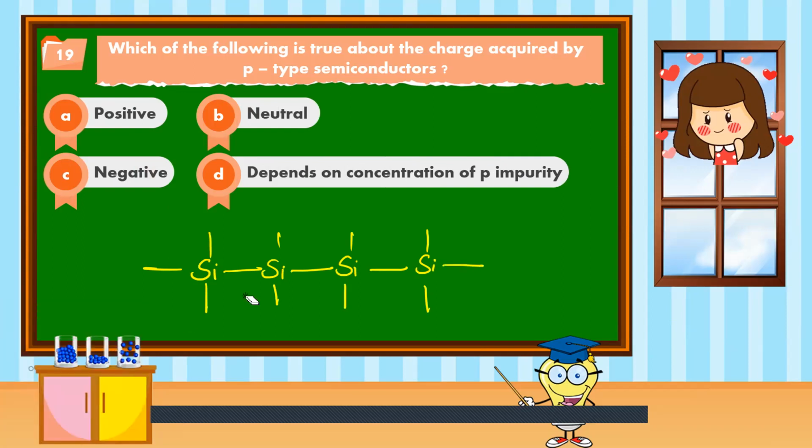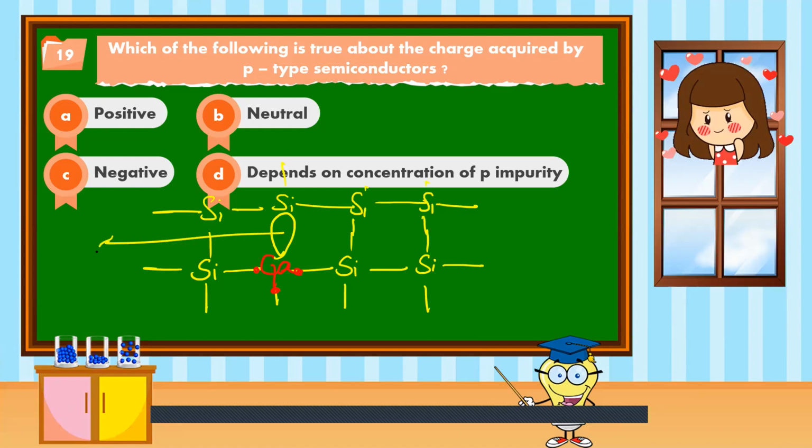Instead of silicon, I remove the silicon and keep a boron family element like boron, aluminum, or gallium. So I keep gallium here. When I keep gallium, it has only 3 electrons to share. Silicon has 4 bonds, but gallium does not have more than 3 electrons, so this bond gallium cannot form. Here another silicon will be there, but gallium has only three.